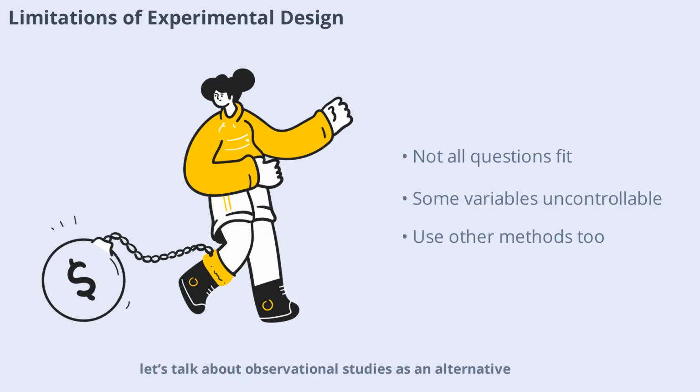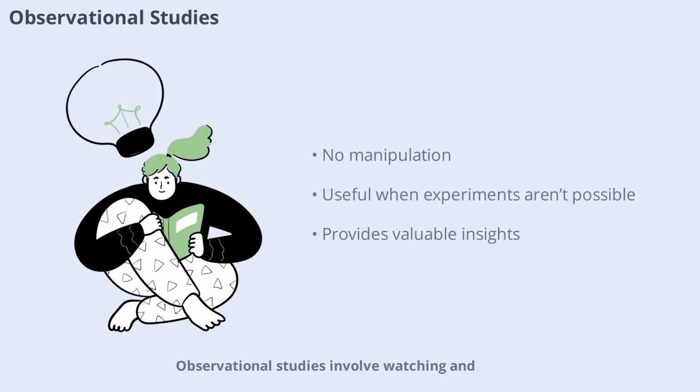Next, let's talk about observational studies as an alternative. Observational studies involve watching and recording what happens without manipulating variables. These studies are useful when experiments aren't possible or ethical. While they can't prove cause and effect as strongly as experiments, they still provide valuable insights. Observational studies are common in fields like ecology, psychology, and public health.